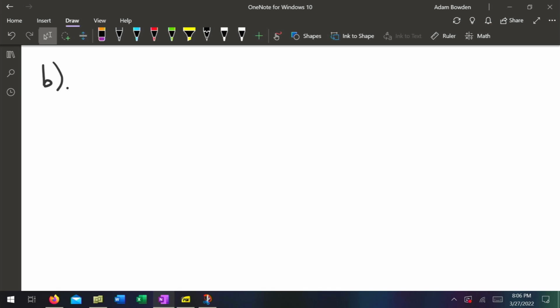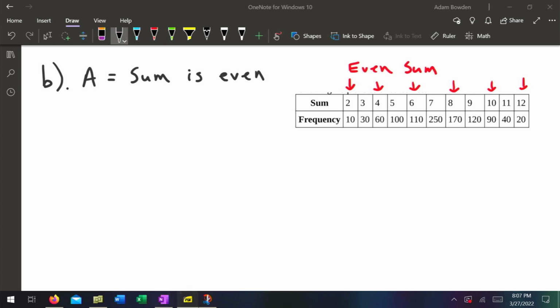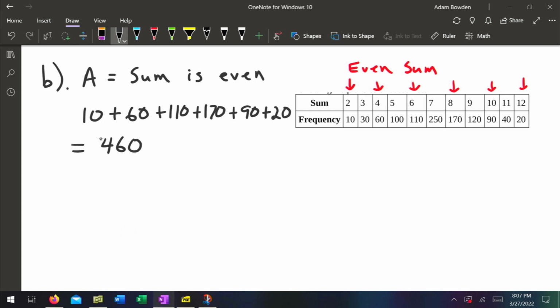For the next part, we're going to consider two events. Event A is the event where the sum is even. Let's start out by adding those frequencies together. Double check which ones are where the sum is even. That's going to be where we have 2, 4, 6, 8, 10, and 12. So when we add those frequencies together, that'd be 10 plus 60 plus 110 plus 170 plus 90 plus 20. It comes out to be a total of 460.